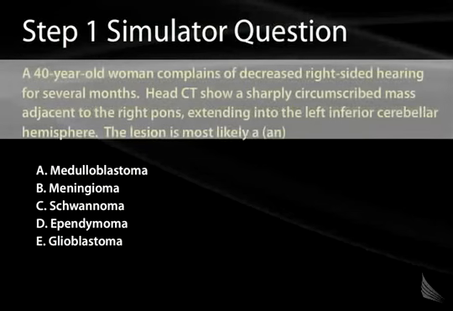Next question. A 40-year-old woman complains of decreased right-sided hearing for several months. Head CT shows a sharply circumscribed mass adjacent to the right pons, extending into the left inferior cerebellar hemisphere. The most likely lesion is A. Medulloblastoma, B. Meningioma, C. Schwannoma, D. Ependymoma, or E. Glioblastoma.